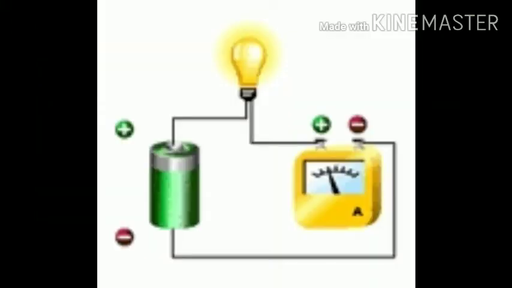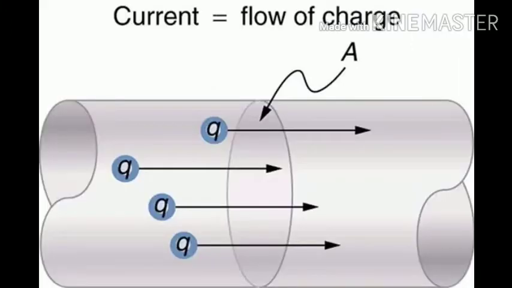What is electricity or electric current? Yes, the flow of charge. The flow of charge from where? Yes, the flow of charge from high potential to a lower potential is known as electricity or electric current. What is electric current or electricity? The flow of charge from high potential to a lower potential is known as electricity or electric current.